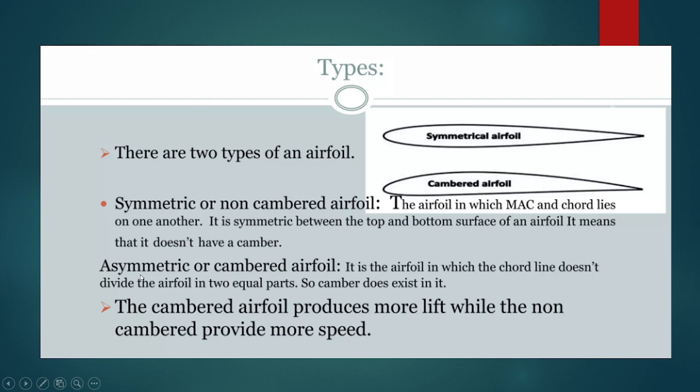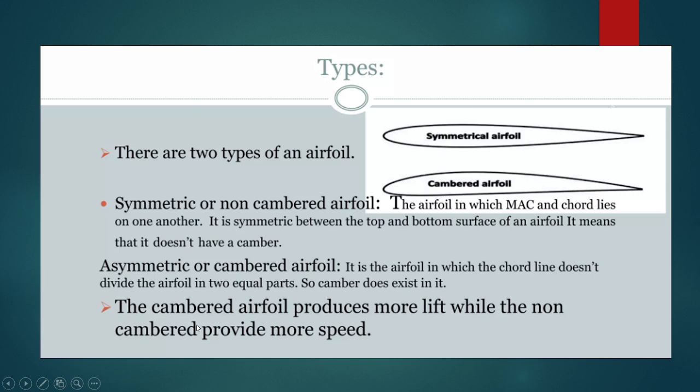Next comes asymmetric. Symmetric means same, both the parts are the same. Here it is not the same. It is not getting divided equally. Symmetric is also known as non-cambered airfoil. Asymmetric is known as cambered airfoil.